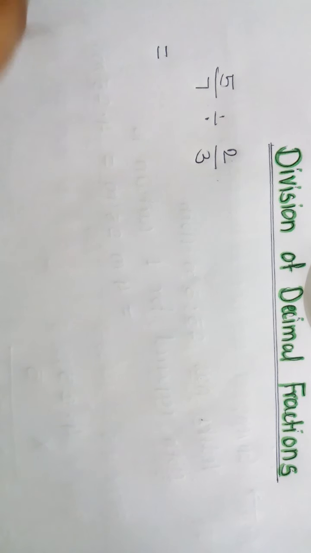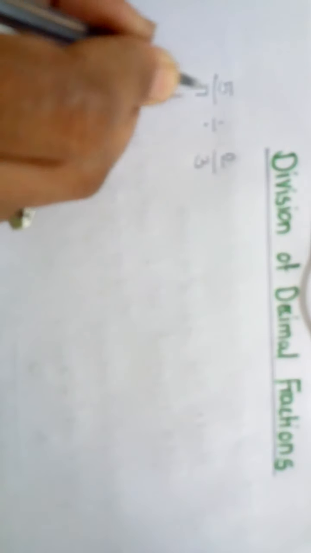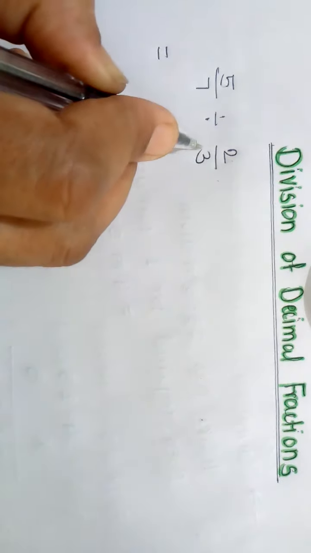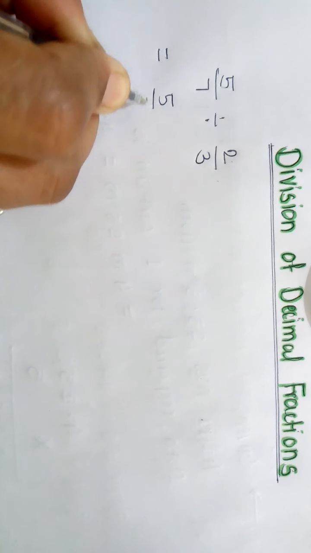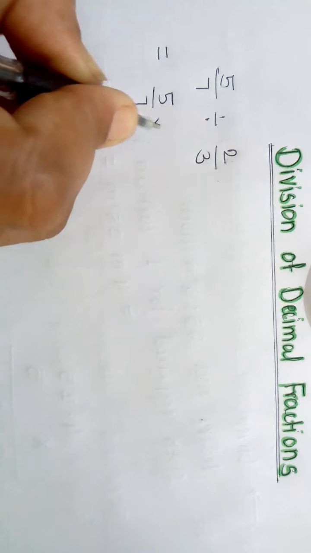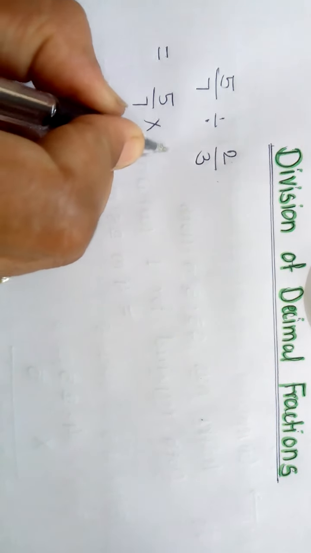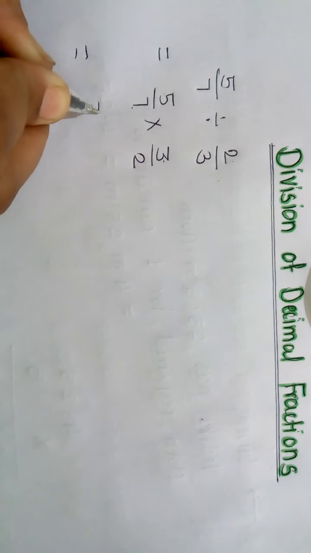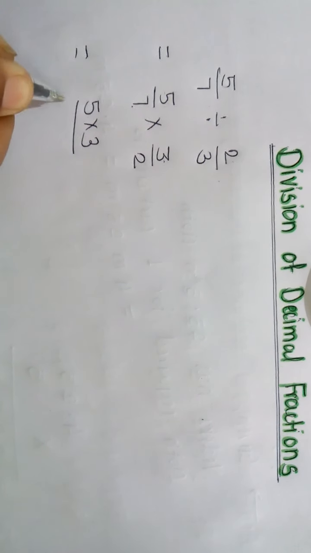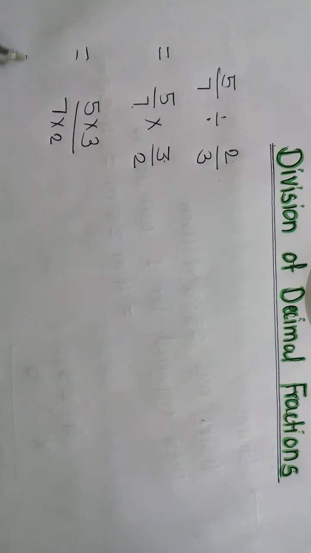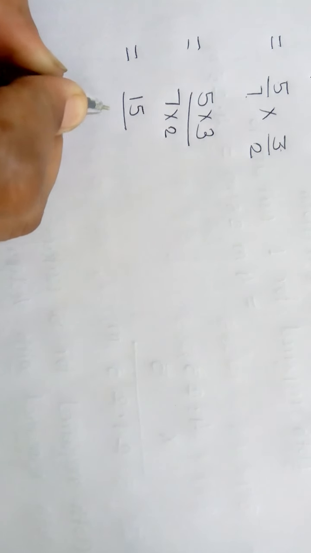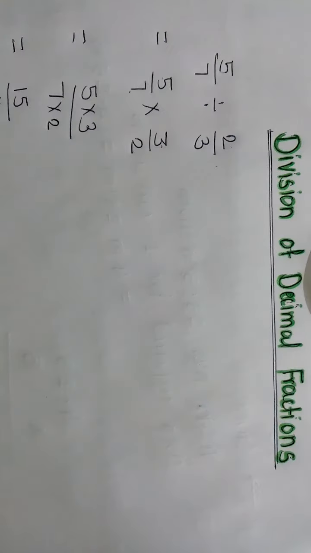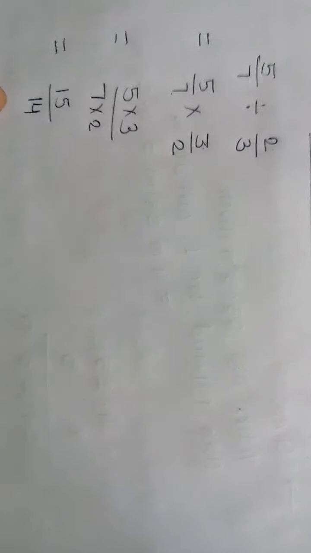In one video, we have seen this method of division of fractions. Suppose 5 upon 7 divided by 2 upon 3. The first fraction we write as it is, then we give a multiplication sign and take the reciprocal of the second fraction, that is 3 upon 2. Then we multiply numerator to numerator and denominator to denominator. So the numerators are 5 into 3 and the denominators are 7 into 2. 5 3s are 15 and 7 2s are 14. So the division of these two fractions is 15 upon 14.